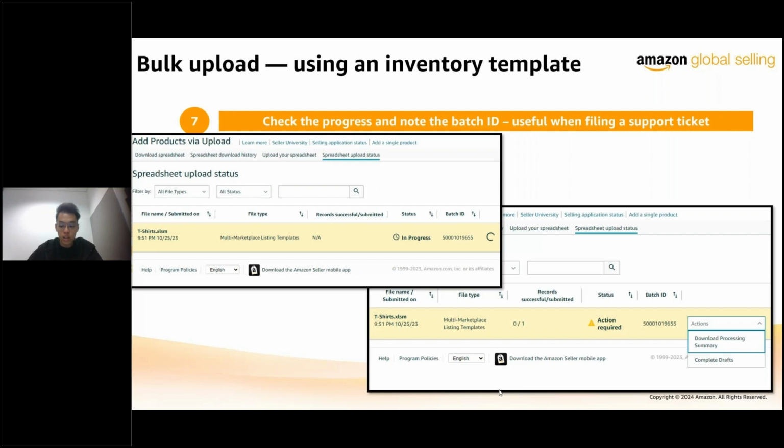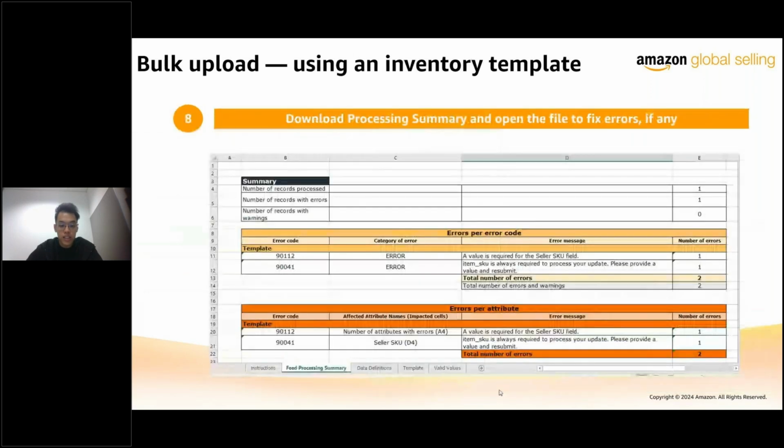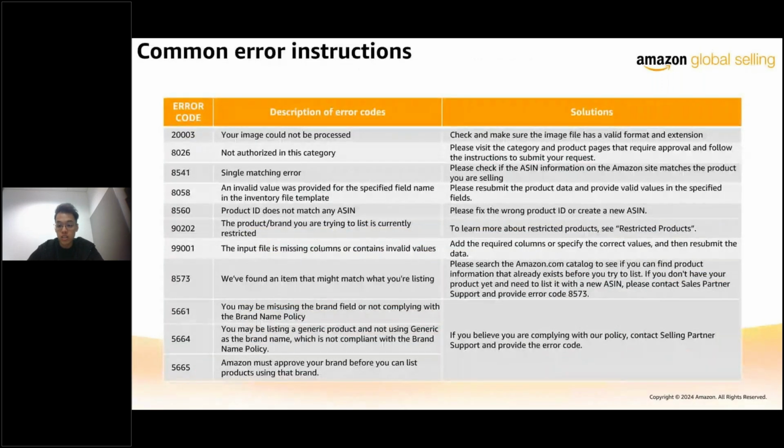So once you have uploaded, they will tell you if there's an action required, what the issue is. Look at this, they'll let you know the error. And then if you go to the Excel, under the feed processing summary, they'll let you know which SKU in which column has an error and is blank and needs to be filled up. So these are just normal, typical error codes. Feel free to take a screenshot of it or take a picture, and this will help you along the way.